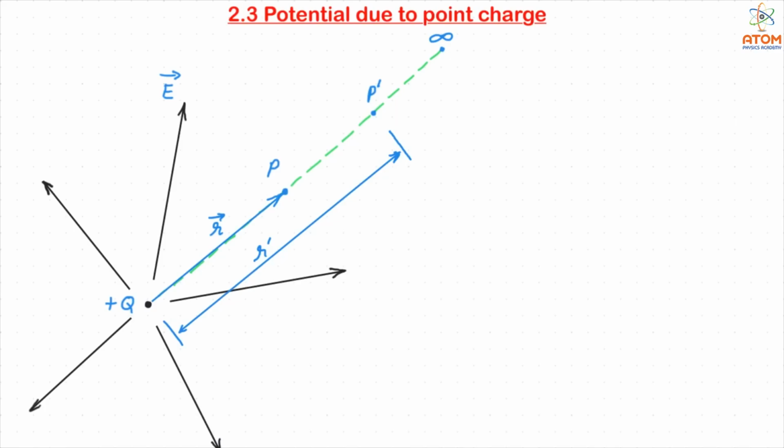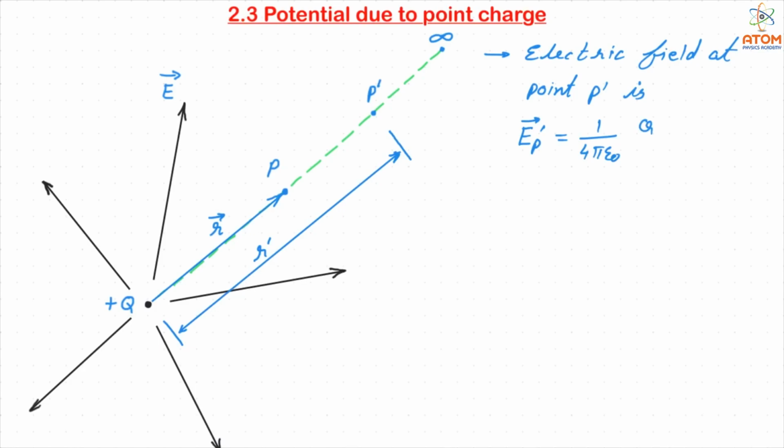Now we will find out the electric field at this point P dash. Electric field at this point P dash is, let us say, EP dash. Then we can write EP dash as 1 upon 4 pi epsilon 0 and Q upon R dash square R dash caret, where R dash caret is obviously a unit vector in radially outward direction. So this is the electric field at this point P dash.